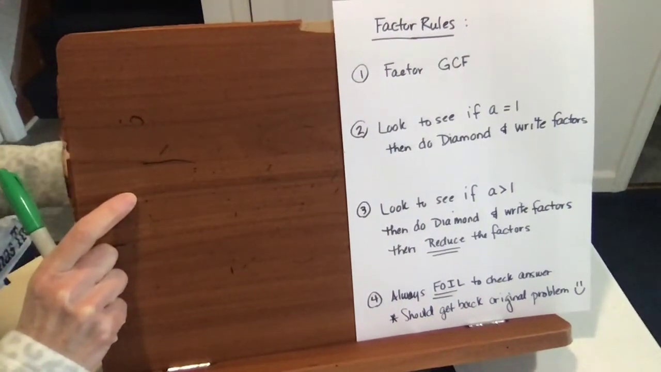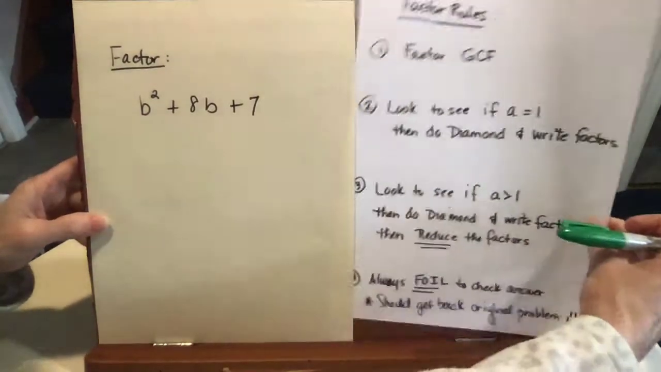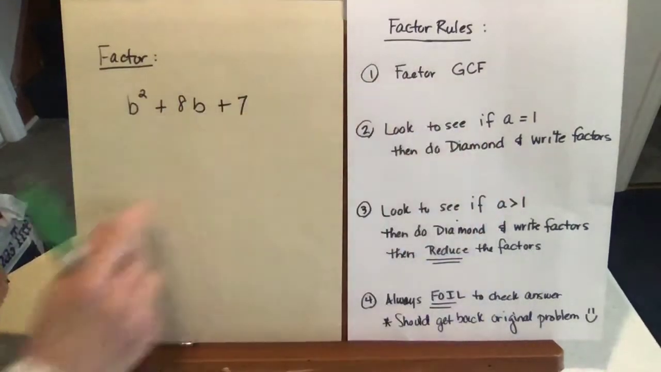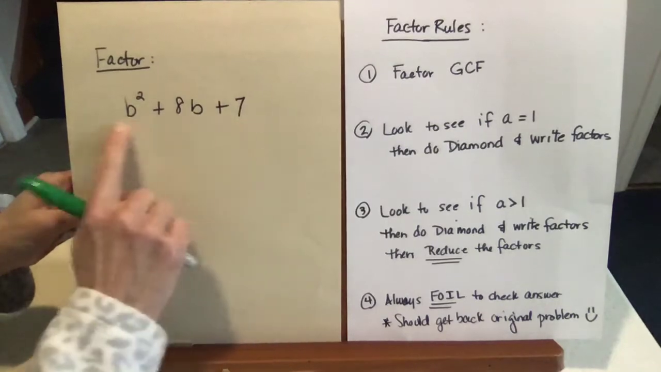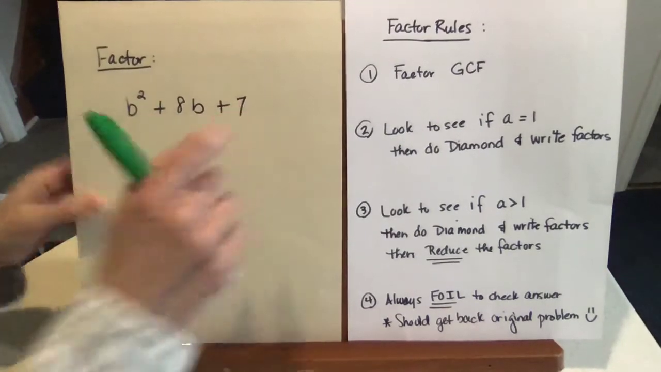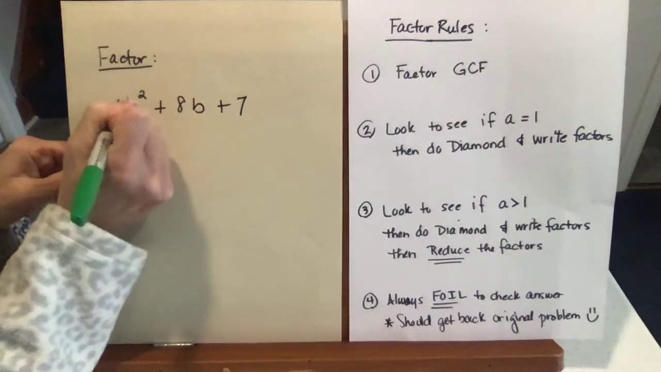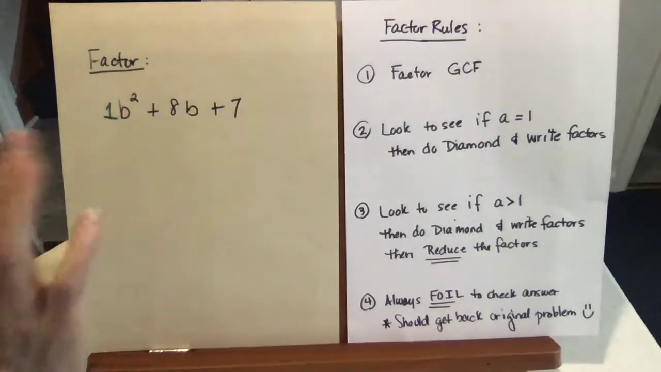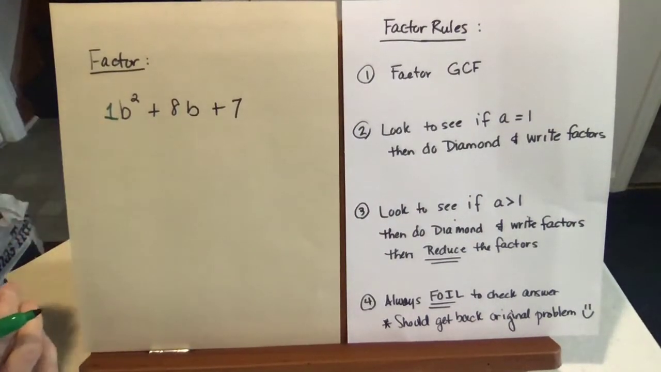All right, so we've got b squared plus 8b plus 7. Now, we're going to look for GCFs, which is greatest common factors, which we've already done. And there are no greatest common factors that can come out of b squared, 8b, and 7. So therefore, we're going to look to make sure that a is equal to 1, and it is. I'm going to write it for now, but the next problems I won't, because for now we're only working with a equals 1, which is this value in front of the squared term.